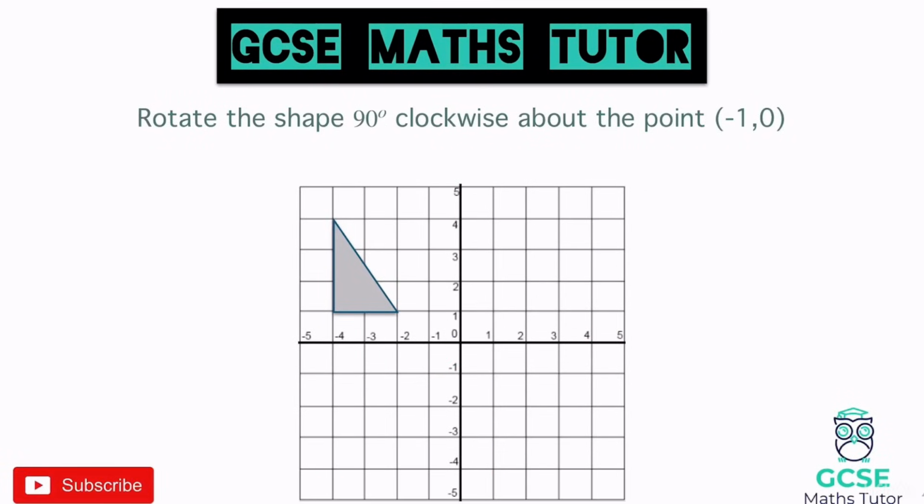Okay, so rotate the shape 90 degrees clockwise about the point minus 1, 0. So first thing to do is obviously to locate that point, which is minus 1 across, not up and down, so minus 1, 0 is just there.